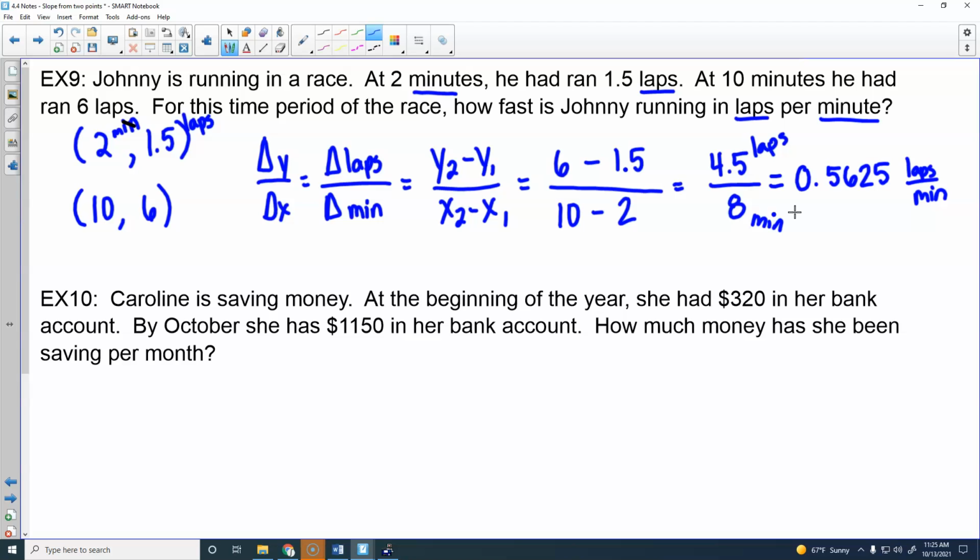All right, so Caroline is saving money. At the beginning of the year, she had $320 in her bank account. By October, she has $1,150 in her bank account. How much money has she been saving per month?